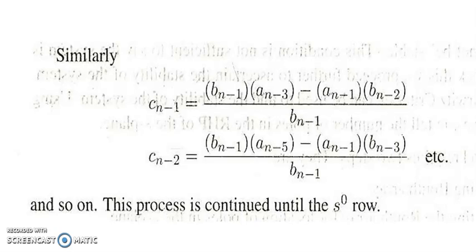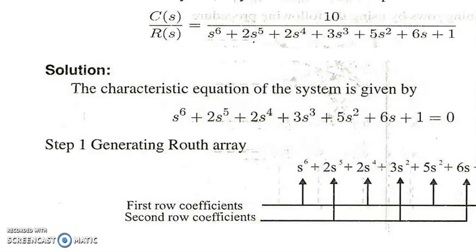...c of n minus 2 and so on, and the process is continued till you get s raised to power 0. Now consider a particular example. C of s by R of s is 10 by s raised to power 6, 2s raised to power 5, 2s raised to power 4, 3s cube, 5s square plus 6s plus 1. See, the characteristic equation is always the equation in the denominator.